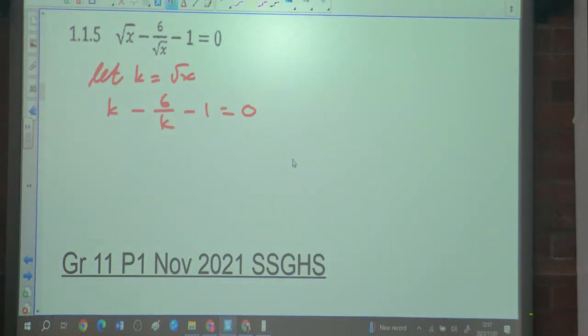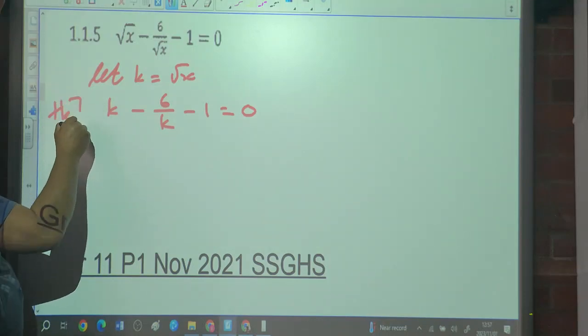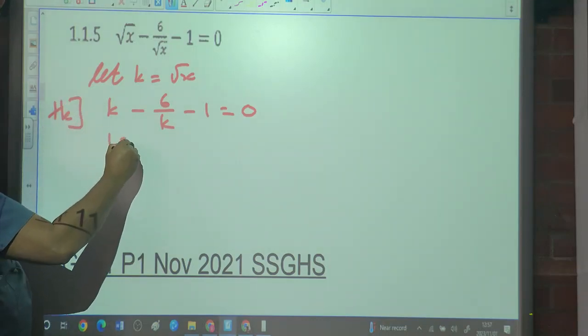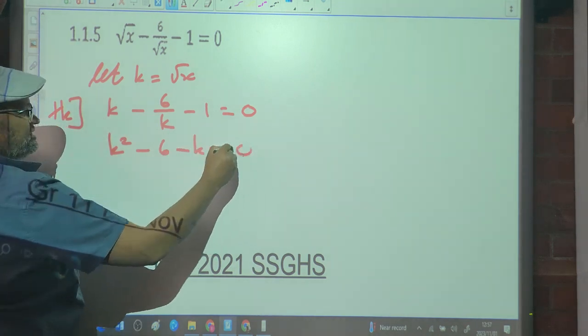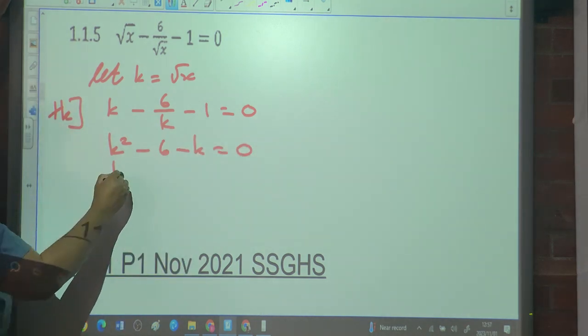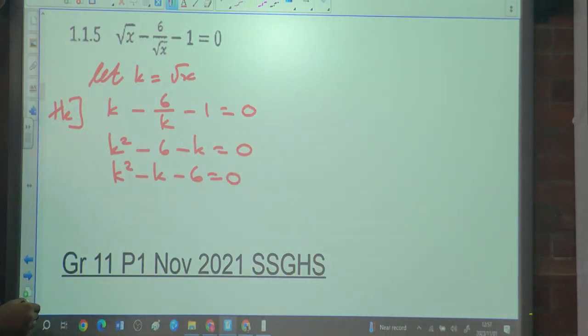You will agree with that? So what do we do now? Find an LCM. And what's my LCM here? We multiply throughout by k. So what do we get now? k squared minus 6 minus k is equal to 0. So in other words, it's k squared minus k minus 6 equal to 0.